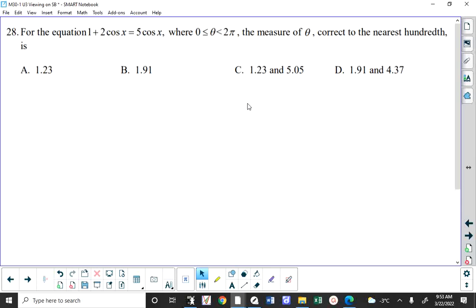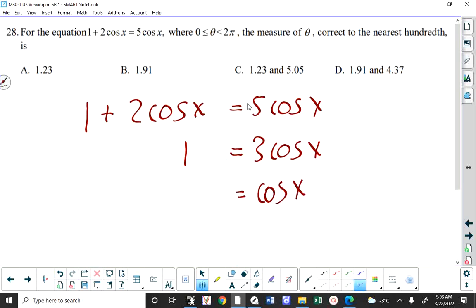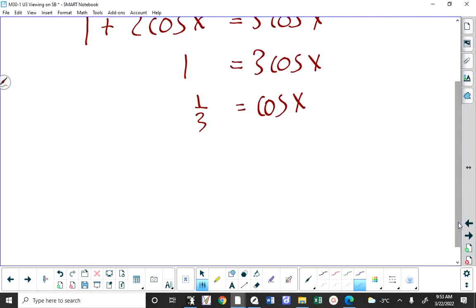So what you would do here is, first, I'm just going to rewrite the equation, then subtract 2 cos x from both sides and get 1 equals 3 cos x. Divide both sides by 3 and get cos of the rotation angle equals 1/3. You can't use the unit circle here. Cosine of the rotation angle equals 1/3 is somewhere on the unit circle, but it's not one of those special angles.